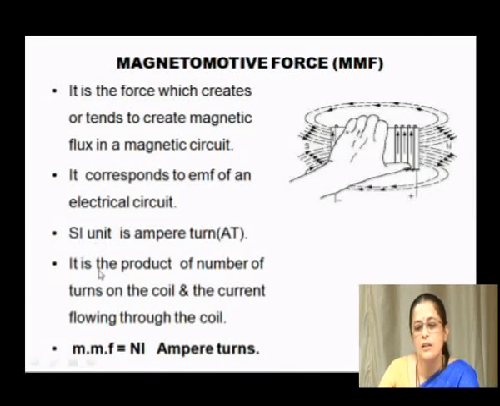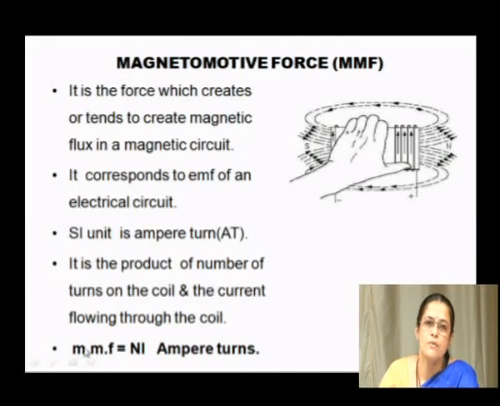It is given as the product of the number of turns on the coil and the current flowing through the coil. So, you can observe here, we can vary the number of turns on the coil, or we can vary the strength of the current that we are passing through the coil. Either way, we can vary the M.M.F that is going to be set up.